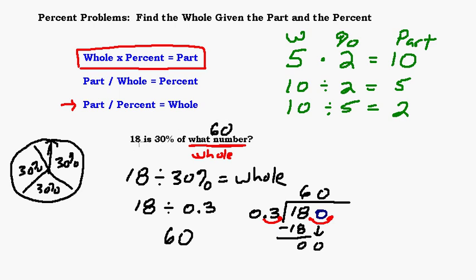But 30% isn't quite that. So 18 is 30% of 60. That makes sense. It's a logical answer.